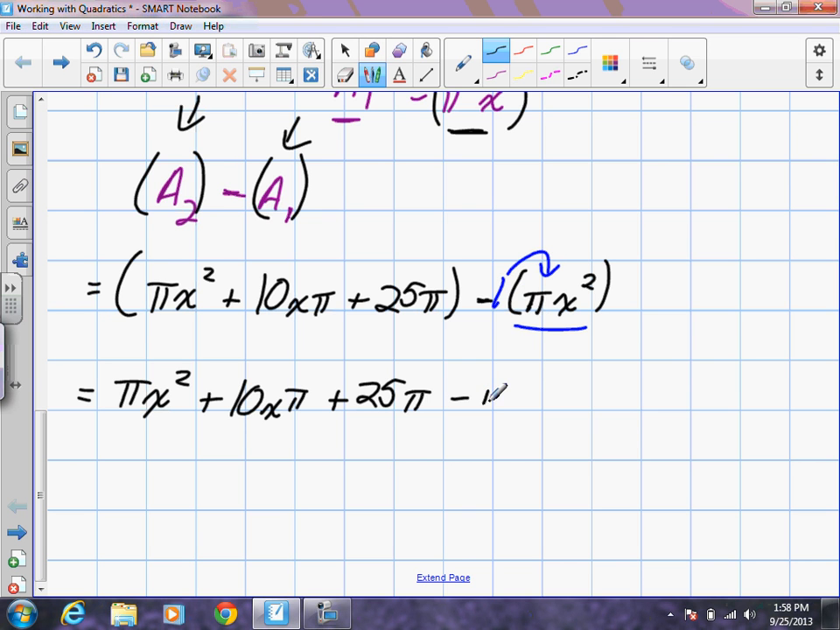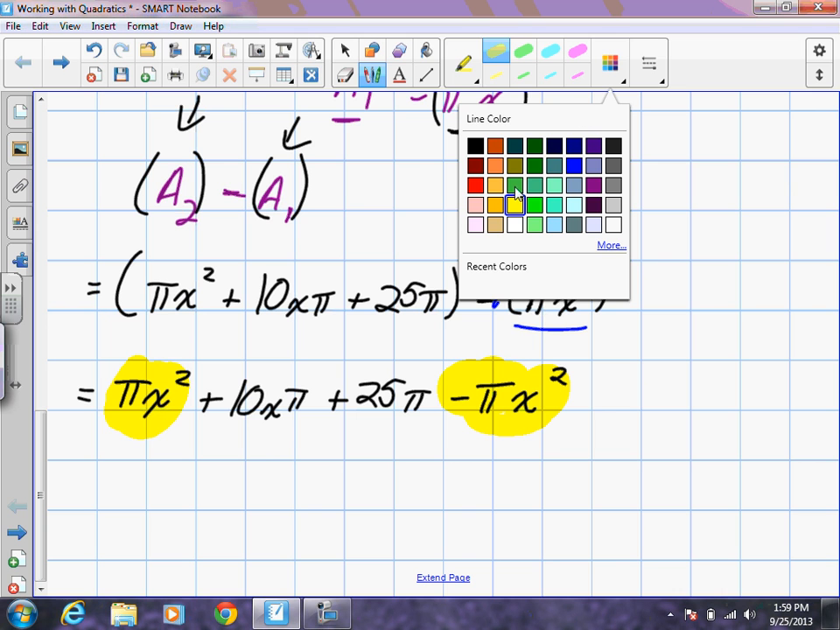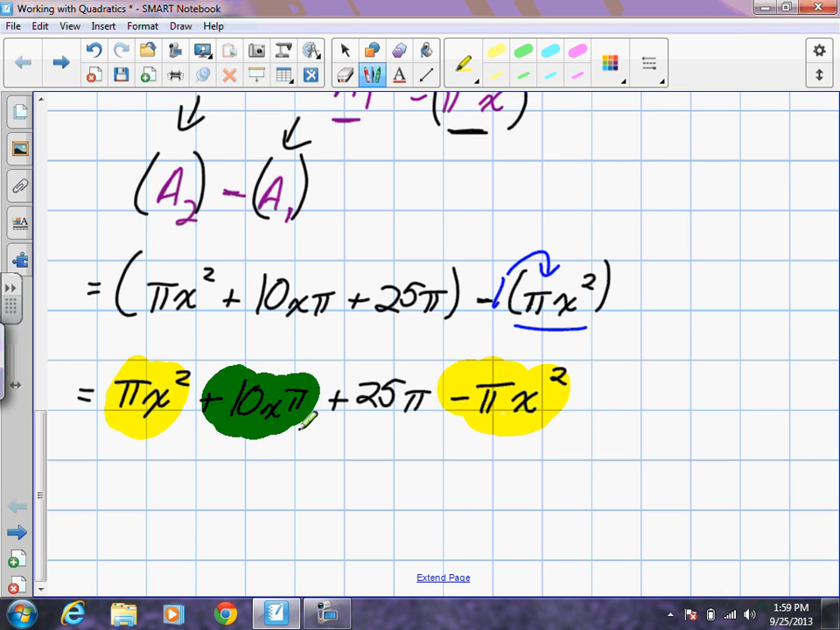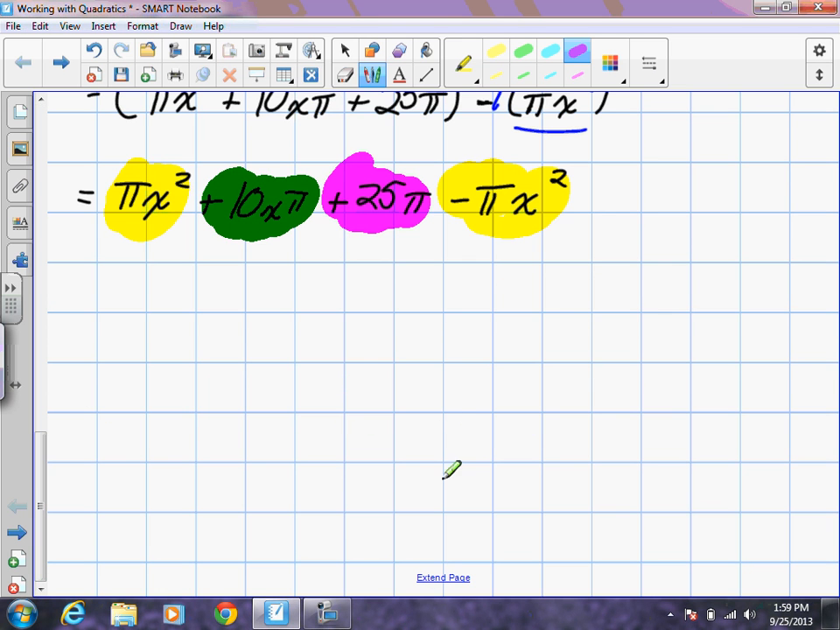Do we have any like terms? Yeah. We have pi x squared and negative pi x squared, right? Oh, these colors. That's okay. This is a term in itself. There's nothing else to be similar with it, and this is a term in itself. Okay? These colors are quite off. We'll fix that after. So the only like terms we have are these two.